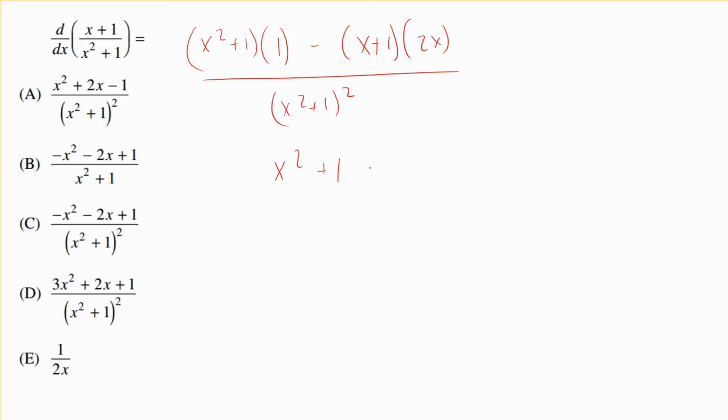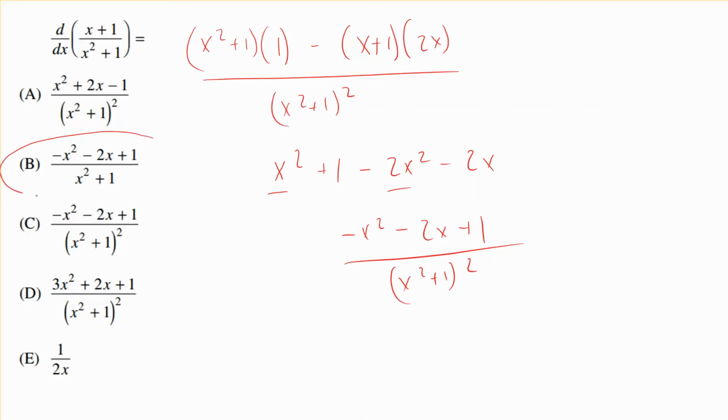x squared plus 1 minus 2x squared minus 2x, a little simplification there, negative x squared minus 2x plus 1 over x squared plus 1 squared. Let's take a look here. Looks like that is right there in B.